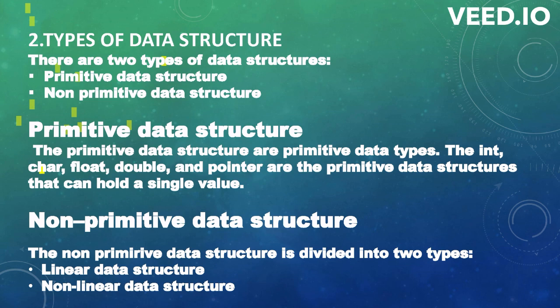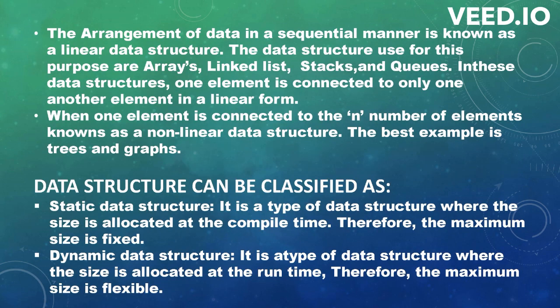So the types of data structure are primitive data type and non-primitive data type. Primitive data type consists of char, float, double and pointer, and it can hold only a single value. Non-primitive data types are of two types: linear data structure and non-linear data structure. The arrangement of data in a sequential manner is called a linear data structure. For example, array, linked list, stacks and queues.